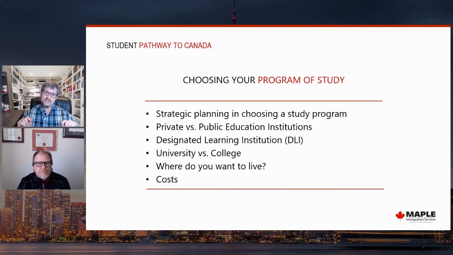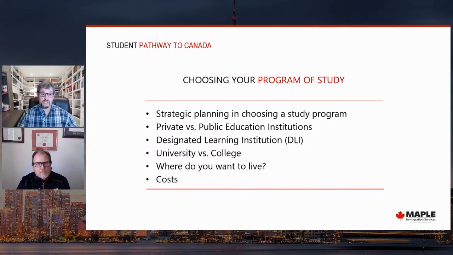And the other thing is that, as a general rule, if you're at a public institution, you can qualify for a post-grad work permit, which means after you finish school, then you can get a work permit between 1 to 3 years. But we'll get into that in a little bit, okay?